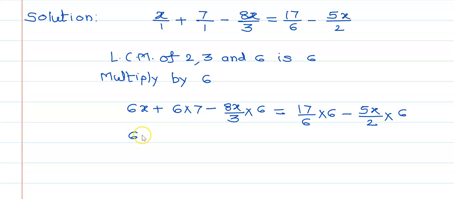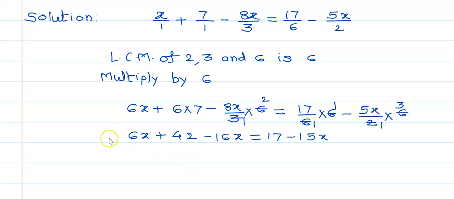Here is 6x. 6 into 7, 42. 3 ones are and 3 twos are 6, so 8x into 2, that is 16x, and that's equal to, here 17. Next, 2 ones are and 2 threes are 6. Here 5x into 3, here you will get 15x.